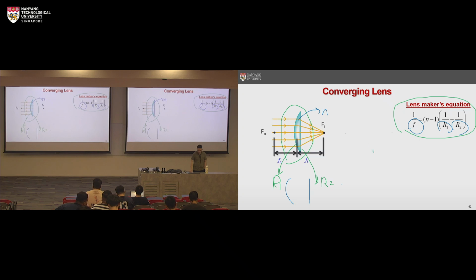This equation is called the lens maker equation. This equation does not help you to find where the image is. Okay, so it's not an equation to find the image, and it's not an equation to find where the object is. It's just an equation to calculate the focal length when the lens is not a thin lens.